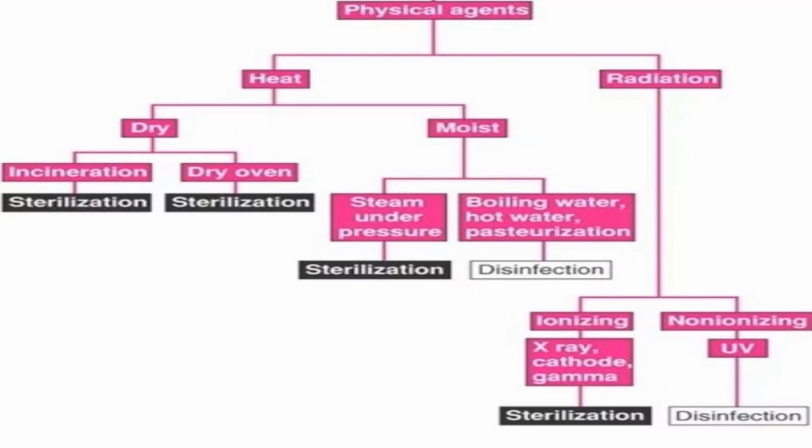Well, coming to steam under pressure, that is autoclave is used, where steam under pressure is applied and sterilization of the physical agents is done. And coming to radiation, there are two types of radiation, ionizing and non-ionizing. Ionizing uses X-rays, gamma rays, cathode rays, and non-ionizing uses UV and disinfection. In the coming slides, I'll be explaining everything in detail.